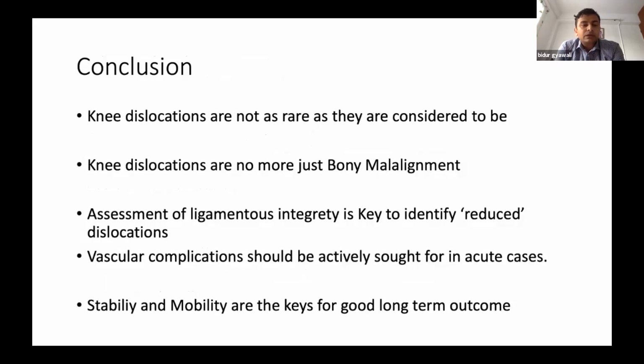And to conclude, knee dislocations are not as rare as they are considered to be. Knee dislocations are no more just bony malalignment. Assessment of the ligamentous integrity is key to identify reduced dislocation, and vascular complications should be actively sought in acute cases, and stability and mobility are the keys for good long-term outcome.